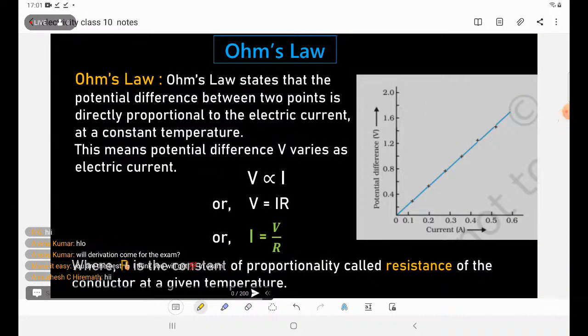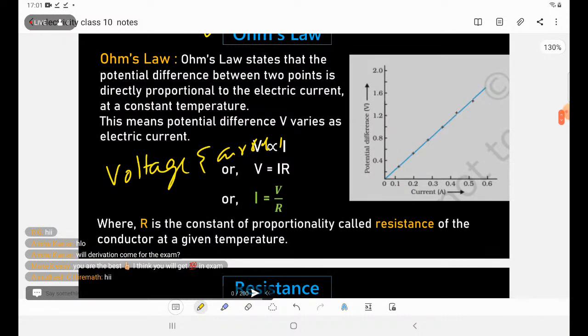Next, let's go to Ohm's law topic. This topic was derived basically to state the relationship between voltage and current. How did Ohm derive it?